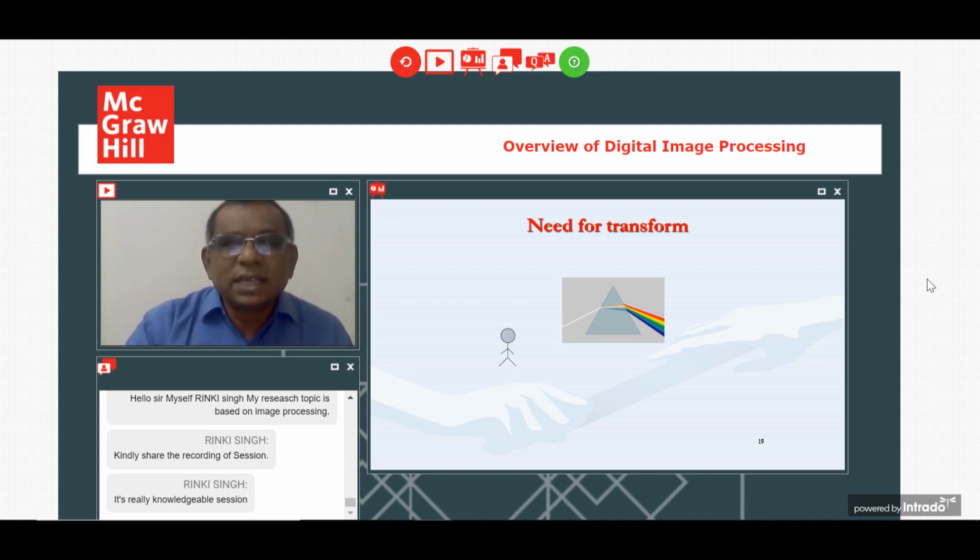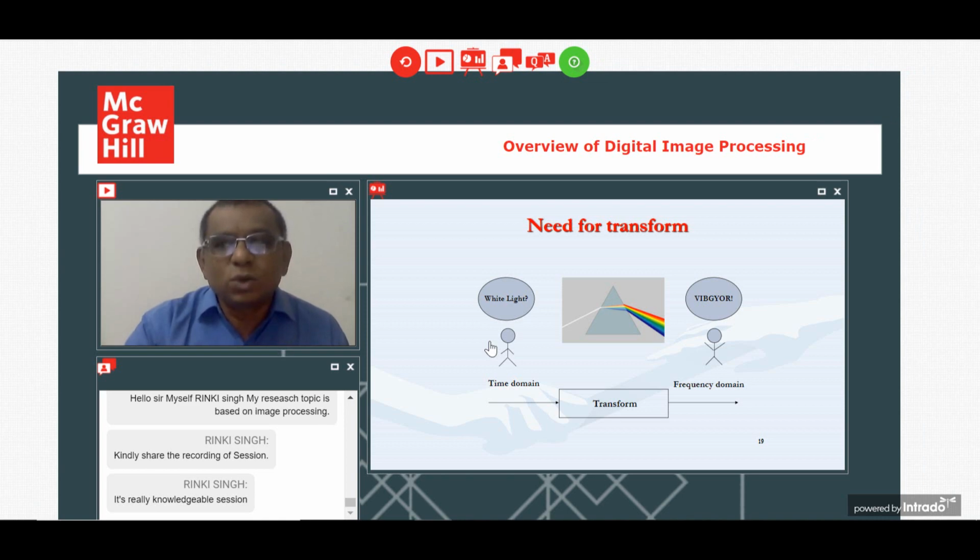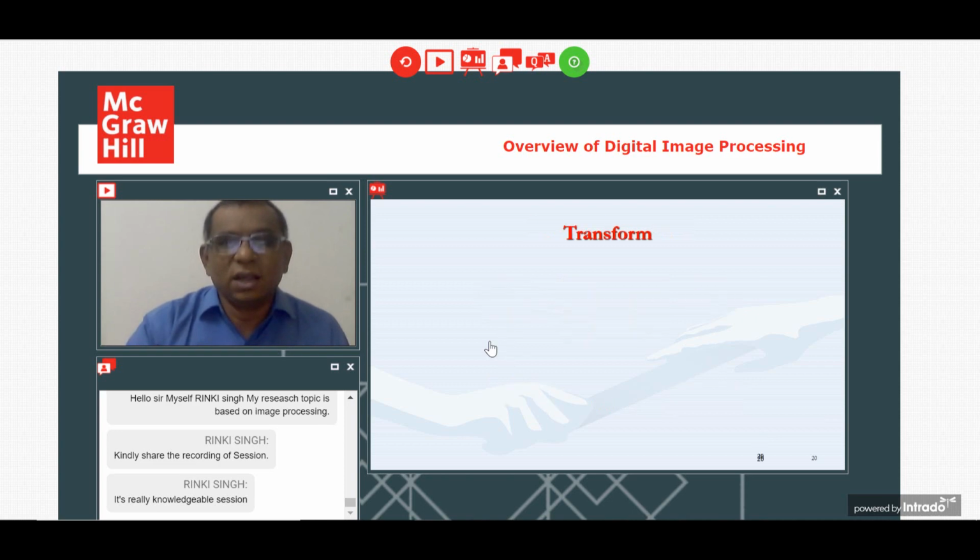If a person is standing on the left side of the prism, he will see the light as white light. If the person is standing on the other end of the prism, he will see white light as a combination of 7 colors. That means the prism allows this person to view white light as a combination of 7 colors. Similarly, a transform is the tool which allows us to get additional information about the signal, like frequency. So a transform is basically a tool which allows us to extract information from the signal without disturbing the signal.